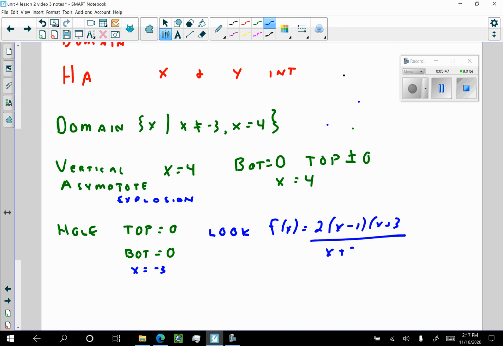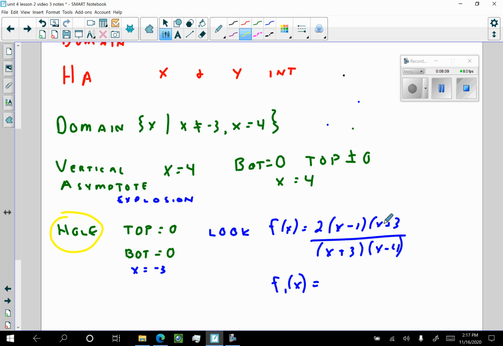Over x plus 3, x minus 4. So what I have to do is look at the reduced version. And I'm going to subscript that, the reduced version of that. I will tell you, all of this, the holes probably are the most difficult. So you're just going to have to practice. So what's the reduced version?